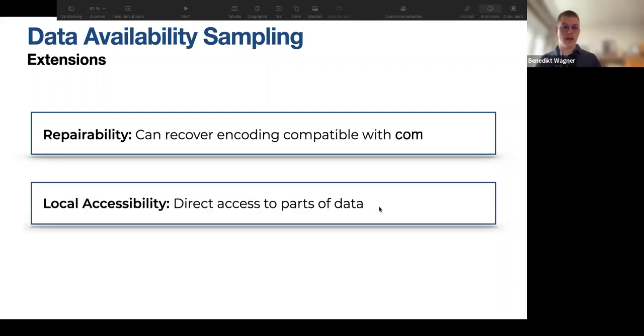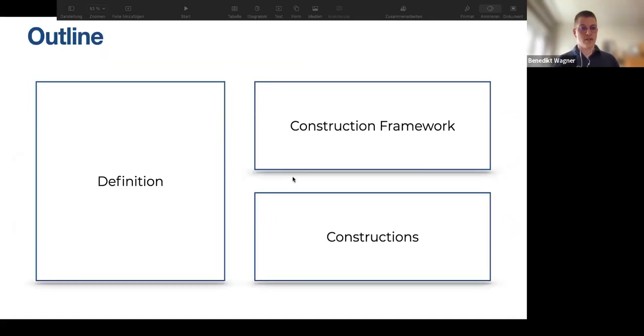And then we have a second extension, which is local accessibility. Here the idea is, what if you are not interested in the entire data, but instead you are interested in parts of it, for example, one symbol. Of course you could just wait until you have enough transcripts and reconstruct the entire data, but that sounds wasteful, right? So what if you can just make one query to the encoding and then get the symbol of the data that you want? We define syntax and also security notions for these two extensions, but I don't want to go into detail here because I want to have more time for the constructions. So that's it for the definition side.